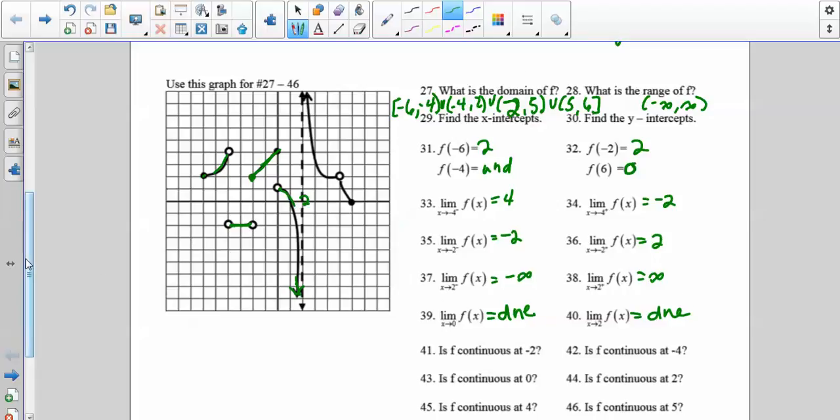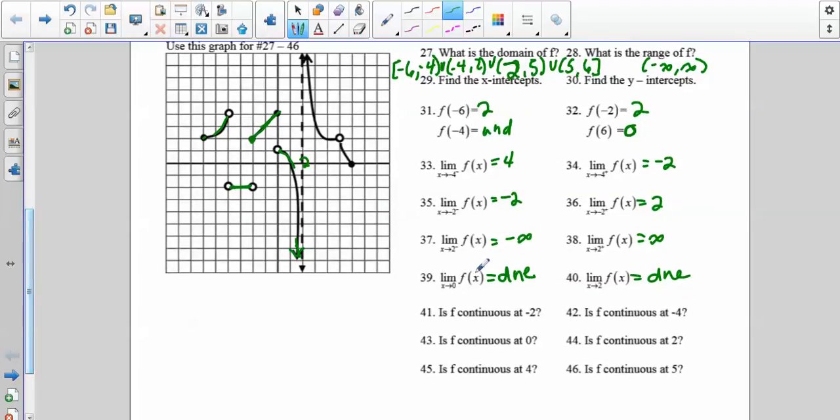All right, then we're back to continuity. In number 42, is f continuous at negative 2? No, because the limit does not exist. That's part 2.